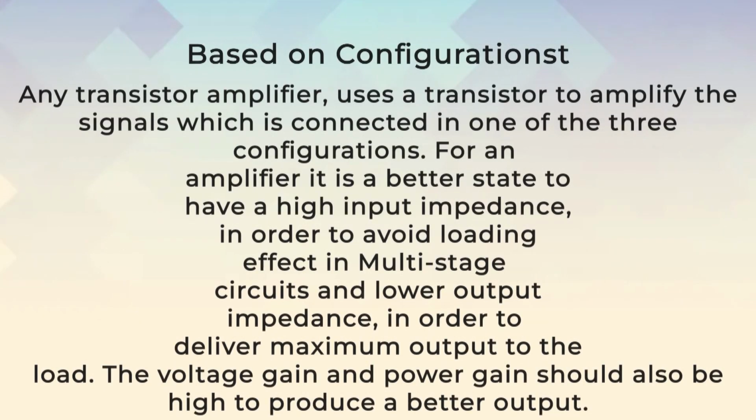Any transistor amplifier uses a transistor to amplify the signals which is connected in one of the three configuration. For an amplifier, it is a better state to have a high input impedance in order to avoid loading effect in a multi-stage circuit, and lower output impedance in order to deliver maximum output to the load. The voltage gain and power gain should be also high to produce a better output.